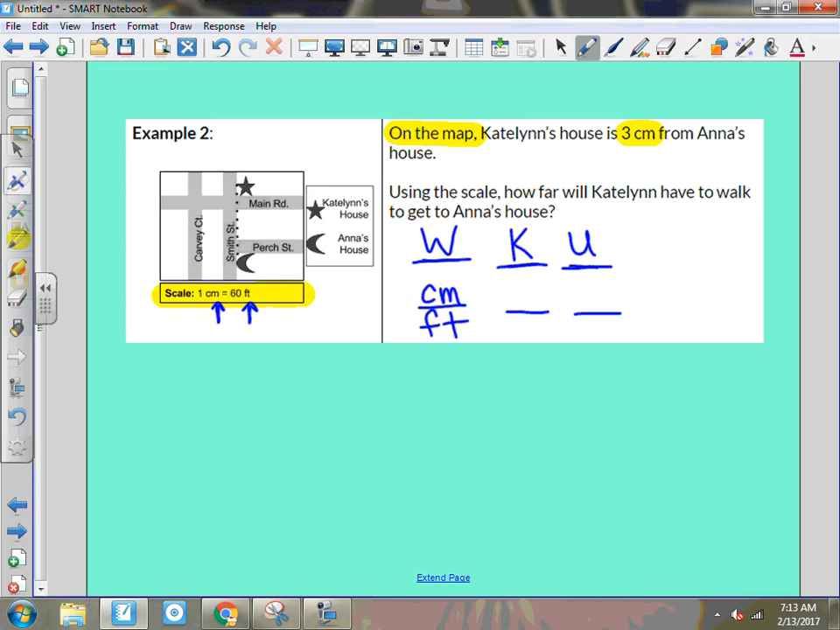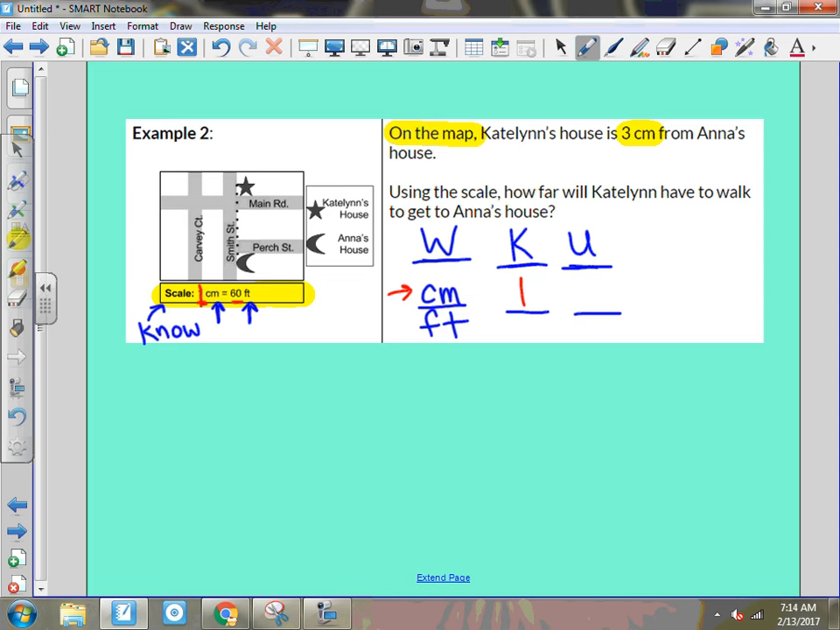Well, the really nice thing here is that my scale has everything filled in. I know that my scale is correct. So I'm going to go ahead and use those numbers in the scale there. Well, I know that 1 centimeter is equal to 60 feet. I talked about the centimeters and the feet. I know where I'm going to write them because of my words. So I've got 1 centimeter. And remember, centimeters I put on the top of my fraction. So when I look at my known column, I'm going to put the 1 on the top.